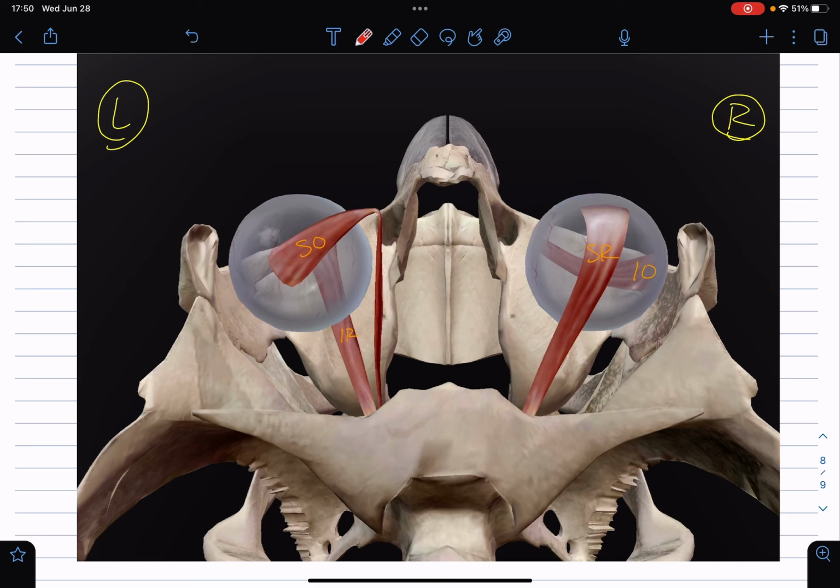The reason I have superior rectus and inferior oblique together on this right side is because both of these cause the eye to look up. Right? They both cause elevation of the eye to some degree. The reason I have superior oblique and inferior rectus on this left side is because they both cause the eye to look down to some degree.